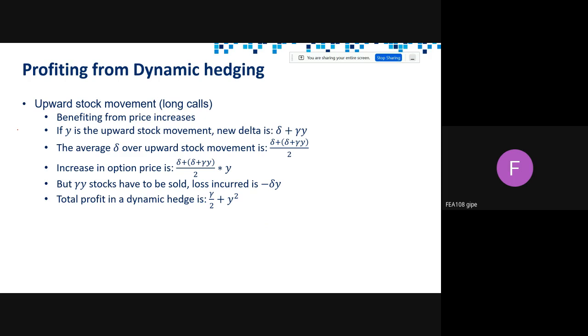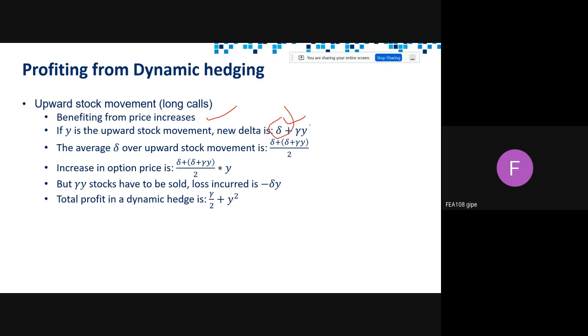Believe in the principles that I just shared with you in the last two or three days, and work on those principles. So the thing is the upward stock movement. Suppose you are long calls, so you benefit from price increases, and if Y is the upward stock movement, the new delta is delta plus gamma Y. No doubt over here, right? No questions here, right?